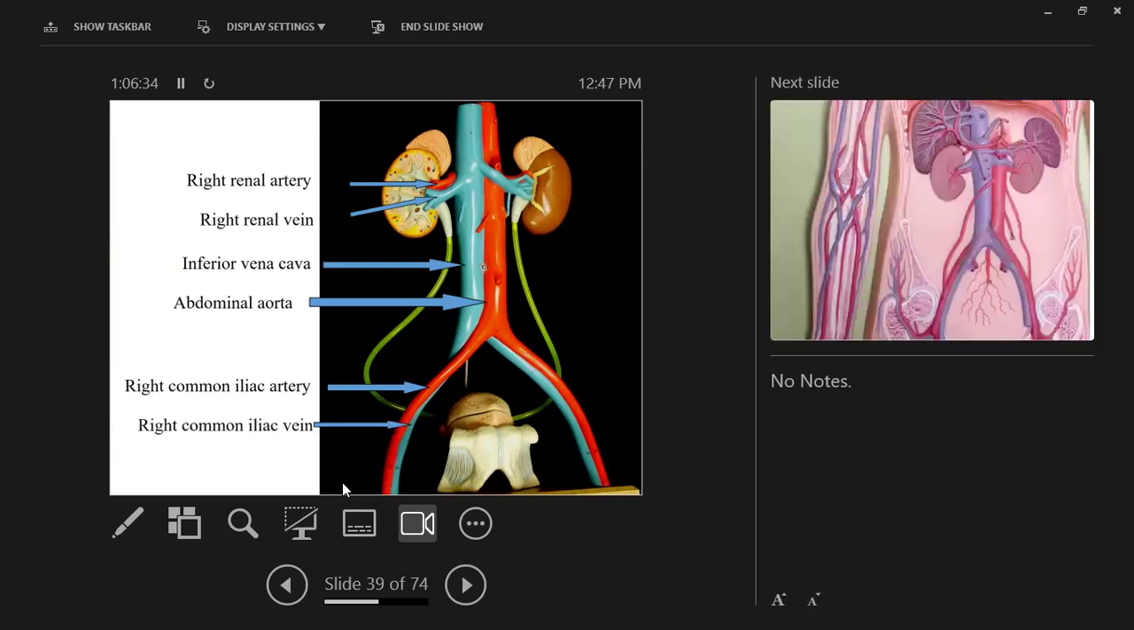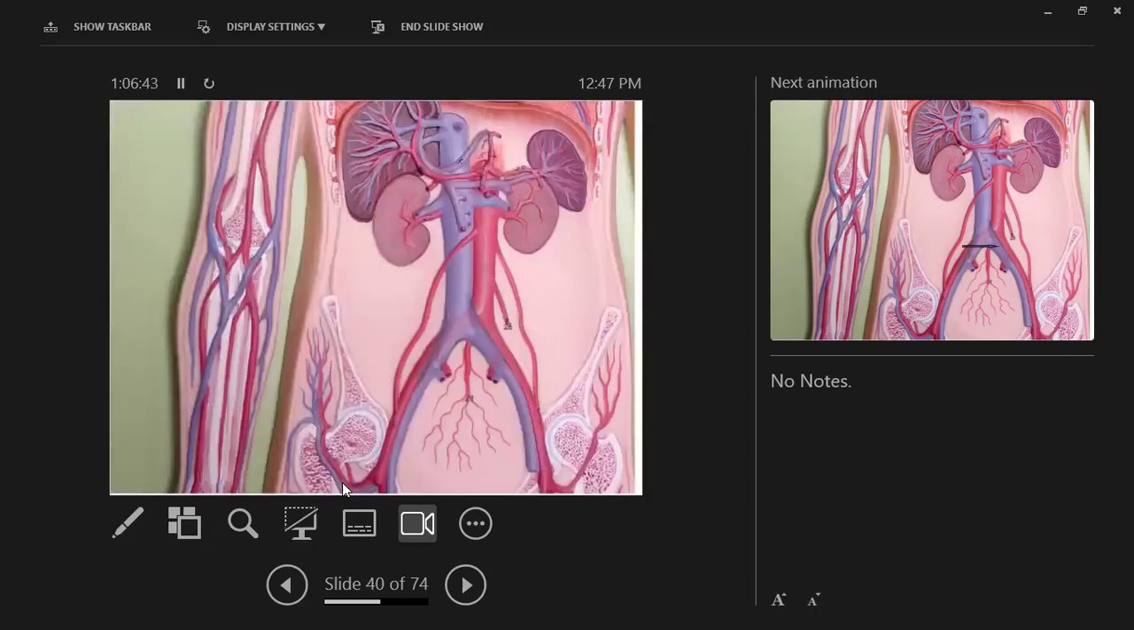And there's your right common iliac vein right alongside of the iliac artery. So taking a closer look here at our abdominal region, we can see the left and right common iliac veins in blue with the left and right common iliac arteries in red running right beside them.